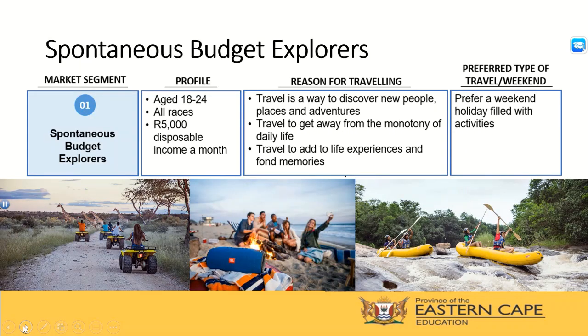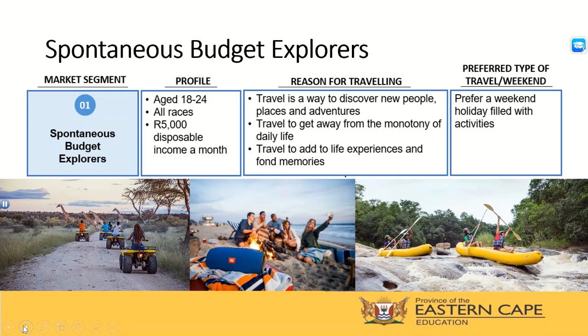On your screen at the moment, you have spontaneous budget explorers. Their profile is a fairly young age group of people between 18 and 24. They come from all races in South Africa and have approximately 5,000 Rand disposable income a month. Now, I just want to focus on the name of this segment, Spontaneous Budget Explorers, and I think that encapsulates the reason why this market segment travels.